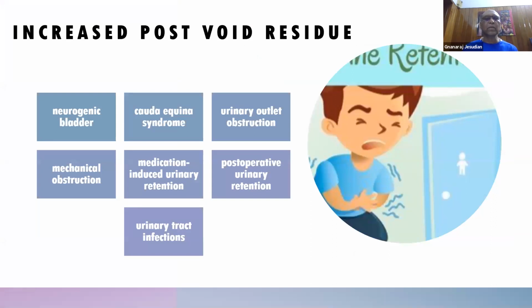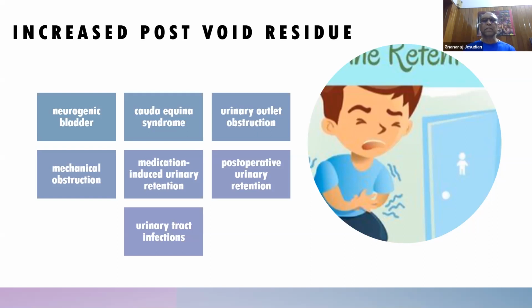And then finally, we also look at the post-void residue. After passing urine, how much urine is left behind in the bladder. So this also will give an indication of what causes it. Like if there's a neurogenic bladder or a cauda equina syndrome, or any mechanical obstruction, sometimes medication. All these things can lead to increased post-void residue.